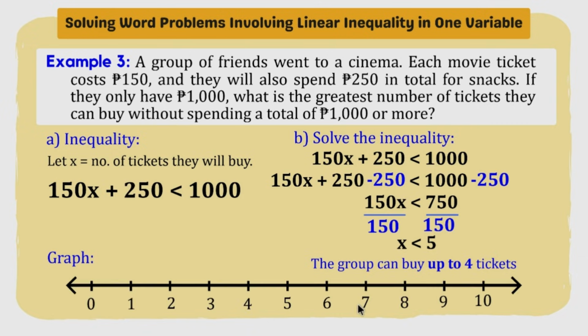So to graph it, we can use the location of 5. So here, and then take note, ang ating circle ay open circle. Okay, so hindi kasama yung 5 dito. Next, we are going to shade 5 and below. Ito po yung ating graph.